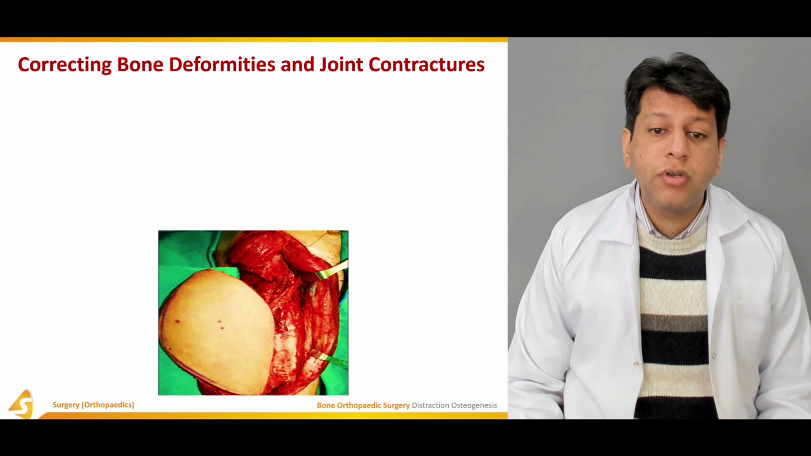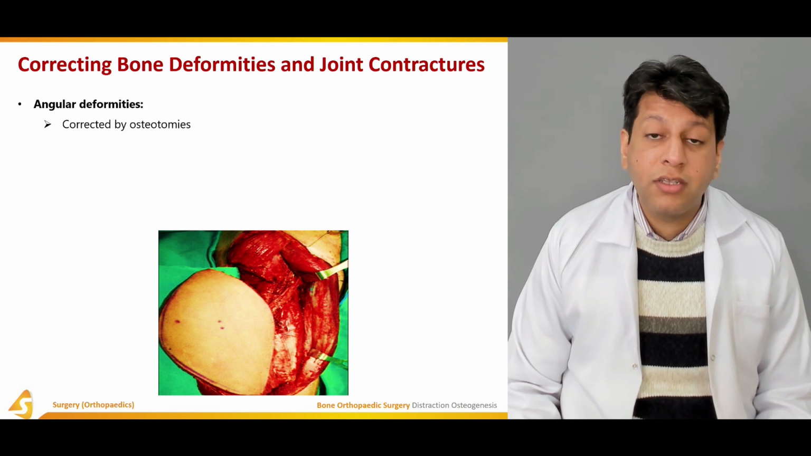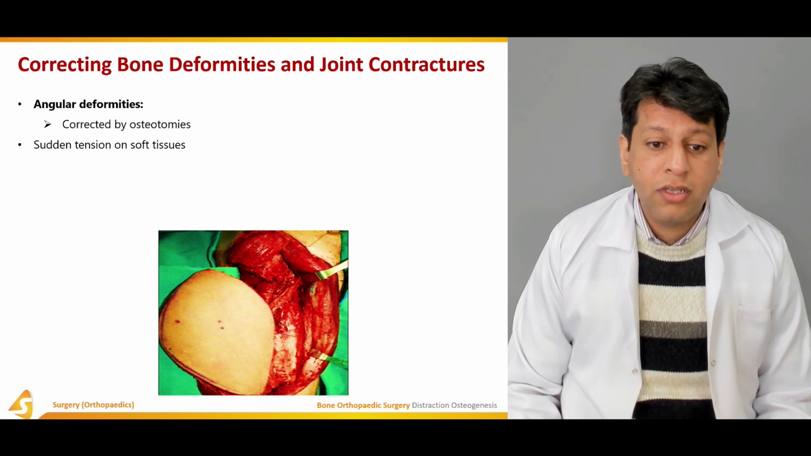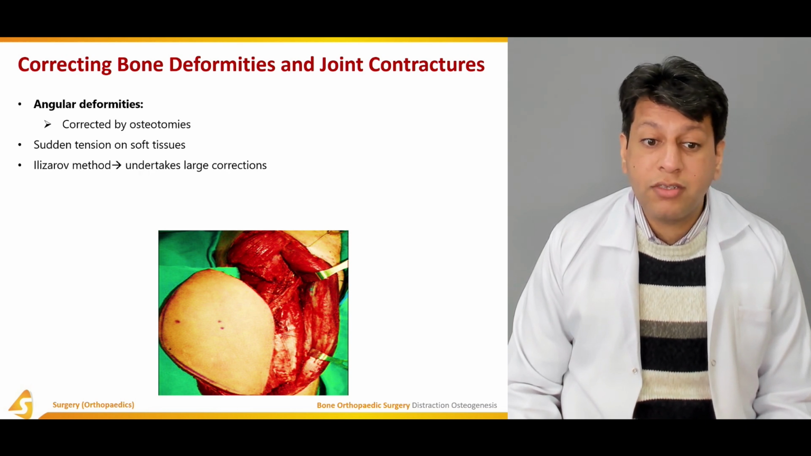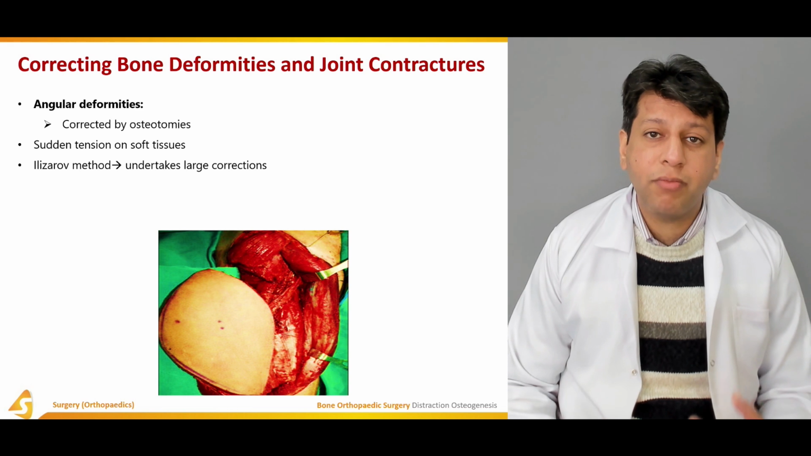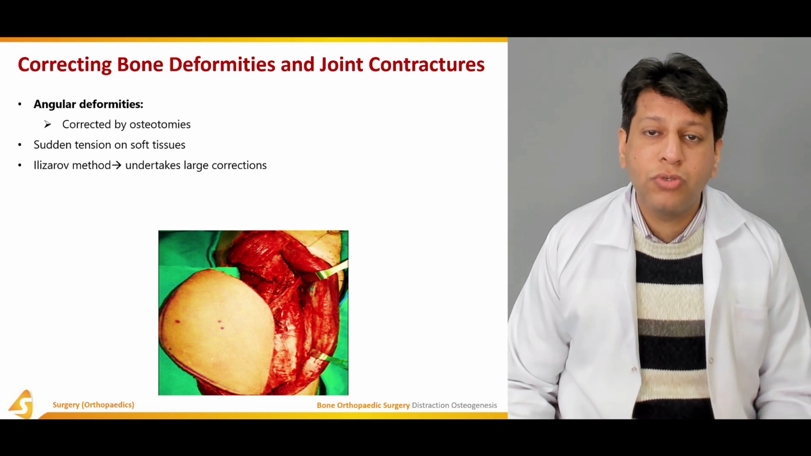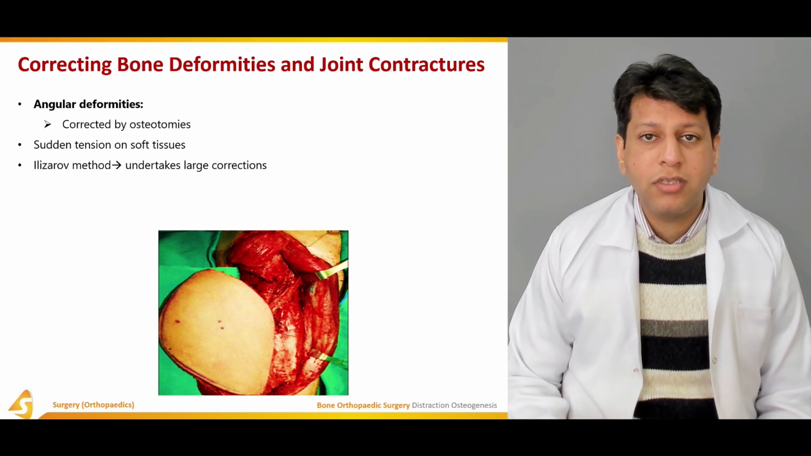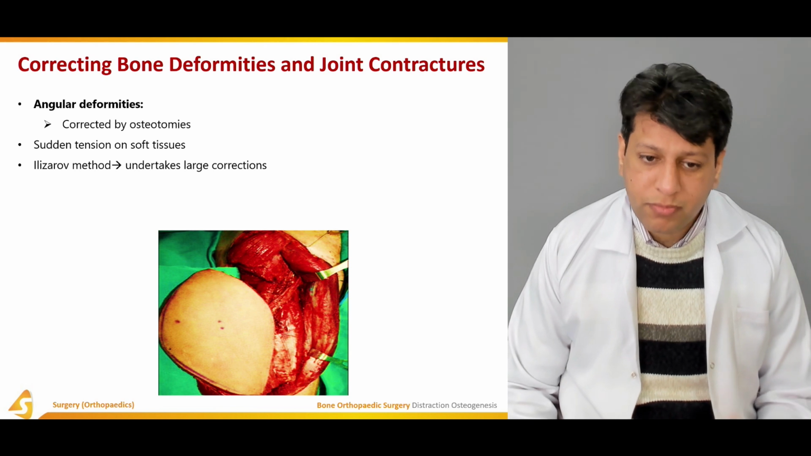Now correcting bone deformities and joint contractures. There could be angular deformities which can be corrected by multiple osteotomies or sudden tension of the soft tissues. The other option is that we can perform the corticotomy and use an Ilizarov frame, because it can correct the angular deformities, that is in the AP and lateral planes, as well as the rotational deformities as well.